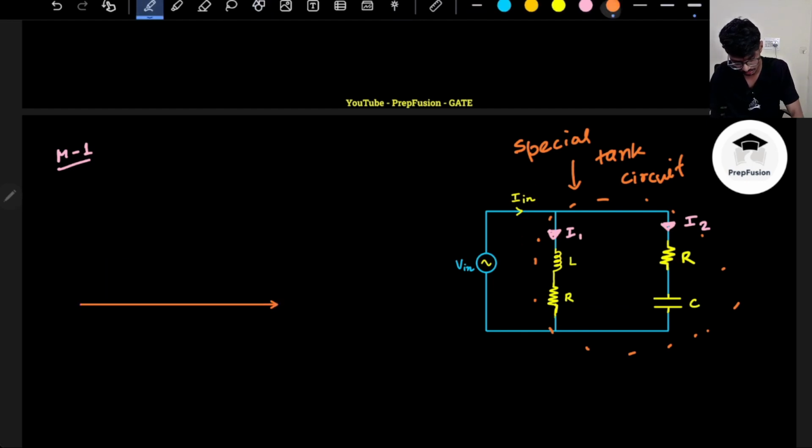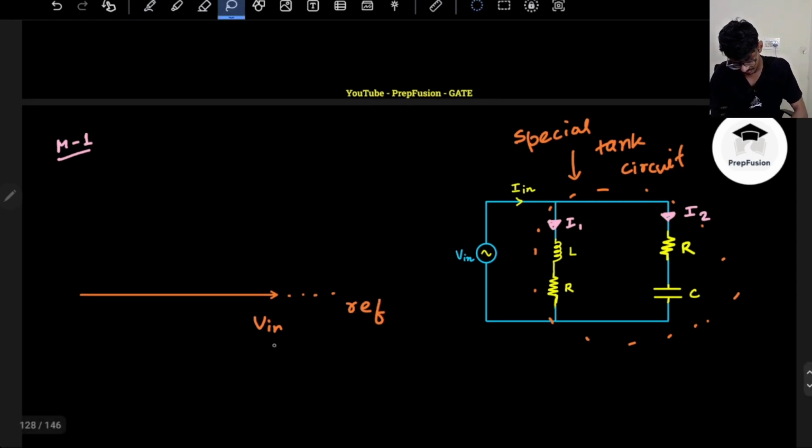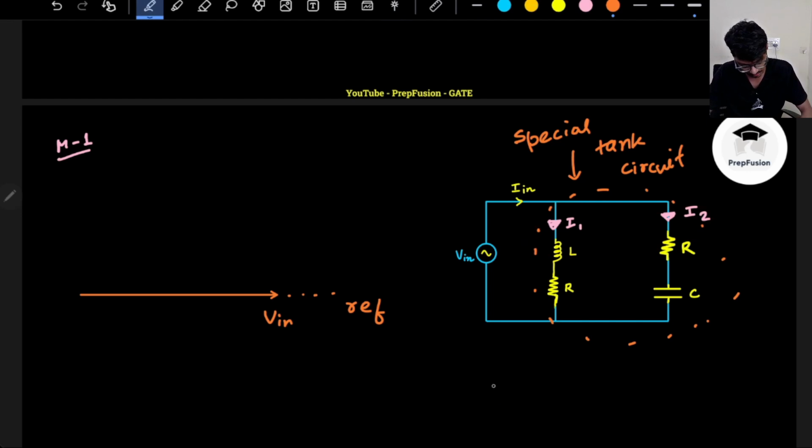So this is my V in, that is the reference, basically. Now the next thing is, what about the currents? My I in is equal to I1 plus I2, the phasor sum of I1 and I2. So the voltage is angle V in, assume it as reference. So V in is some magnitude of V in, angle 0.